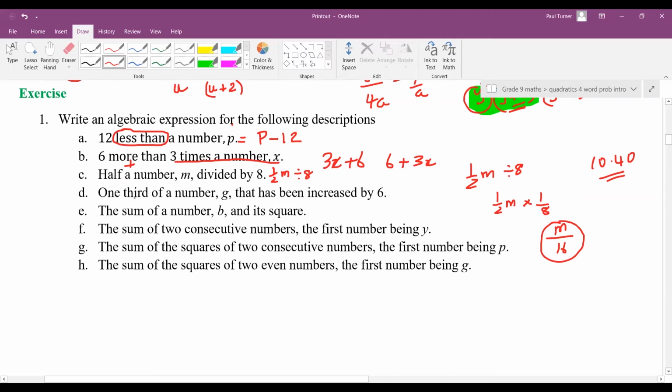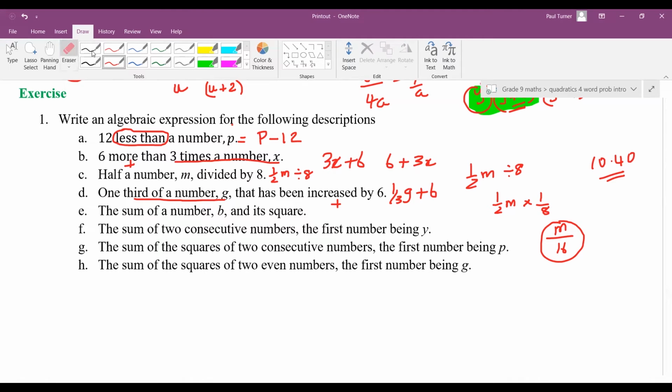So D, one-third of a number G that has been increased, so it's going up, so we add 6. So one-third of a number G, one-third G, increased by 6, plus 6 on either side is okay again. Okay.